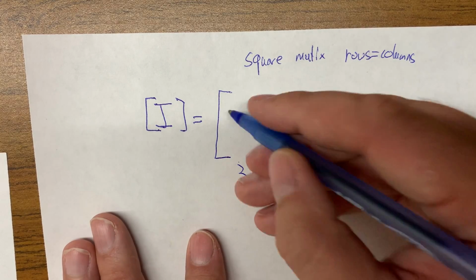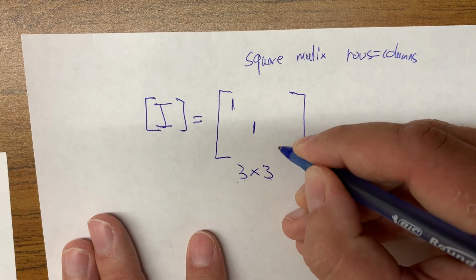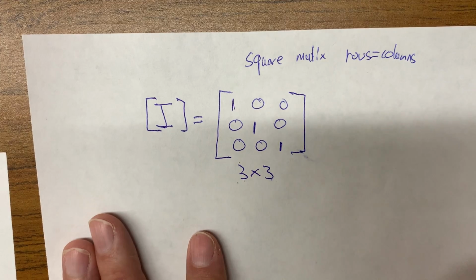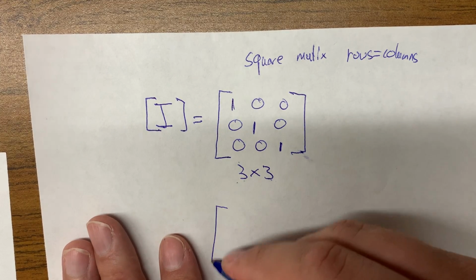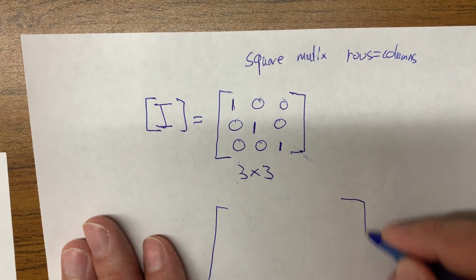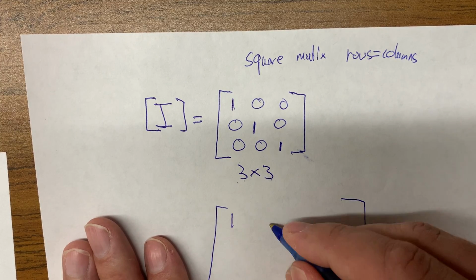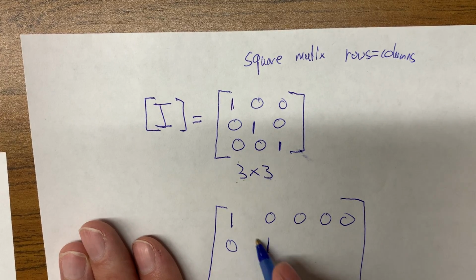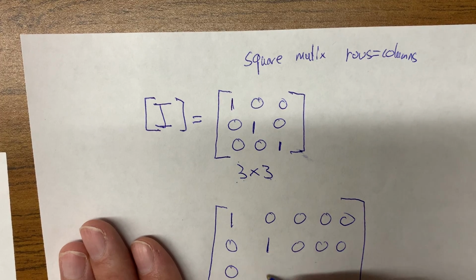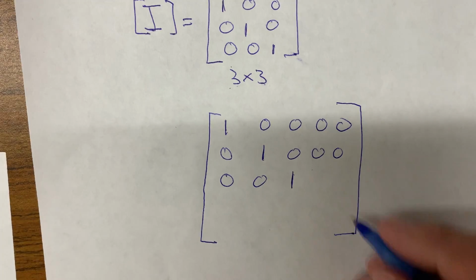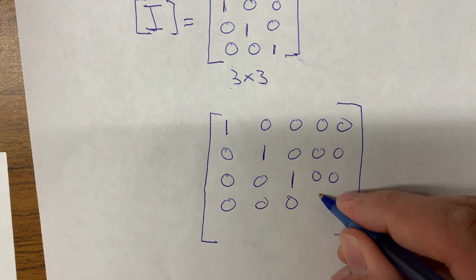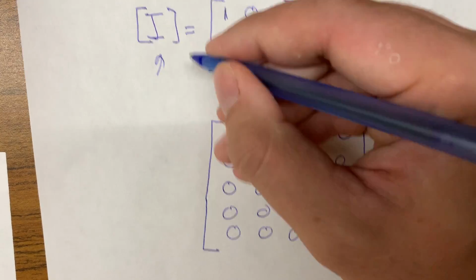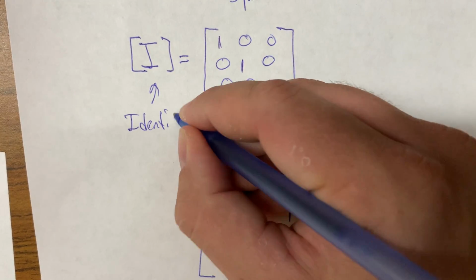The identity matrix is a square matrix that has ones along the main diagonal and zeros everywhere else. So this is the 3 by 3 identity matrix. If we were going to make a 5 by 5 identity matrix, with 5 rows and 5 columns, it'll have a 1 at the top left, and then it goes along the diagonal like this. Every time you go down by a row, the 1 moves over to the right one more. So this is the 5 by 5 identity matrix.